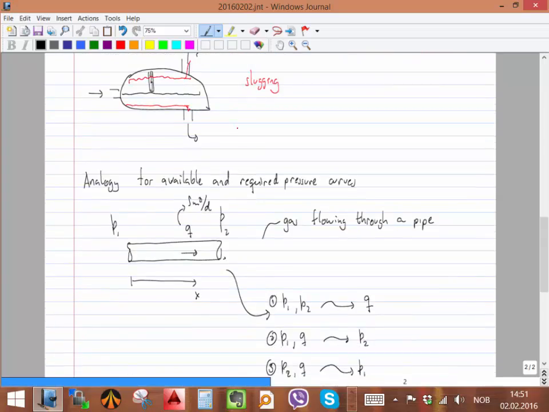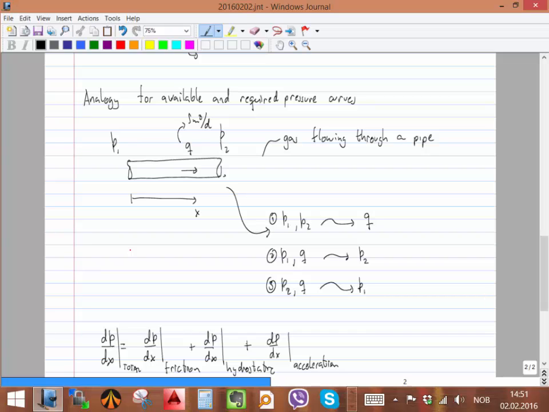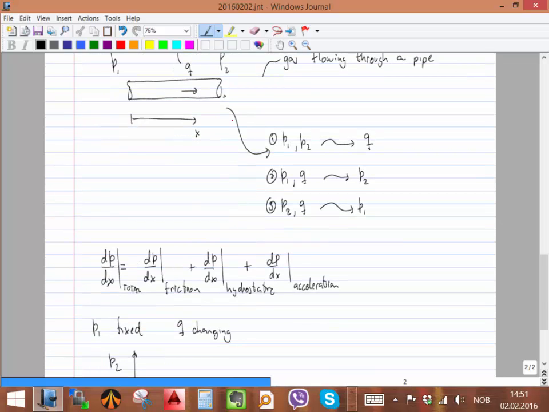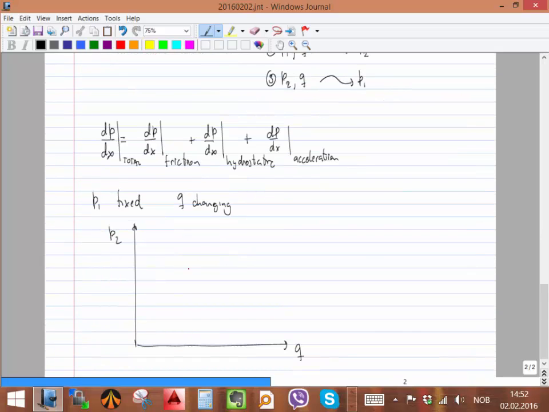So let's try to make the same analogy in this same pipe system. Let's say P1 is fixed, and now Q is changing. What is going to be the behavior if we plot P2 versus Q? Decrease? Who agrees with him? P1 is upstream, P2 is downstream. No, just forget about the separator. We have a pipe, and we are fixing P1. We are keeping it constant somehow. You don't want to know how, but we are keeping it constant. So what's going to be the behavior of P2 versus Q?